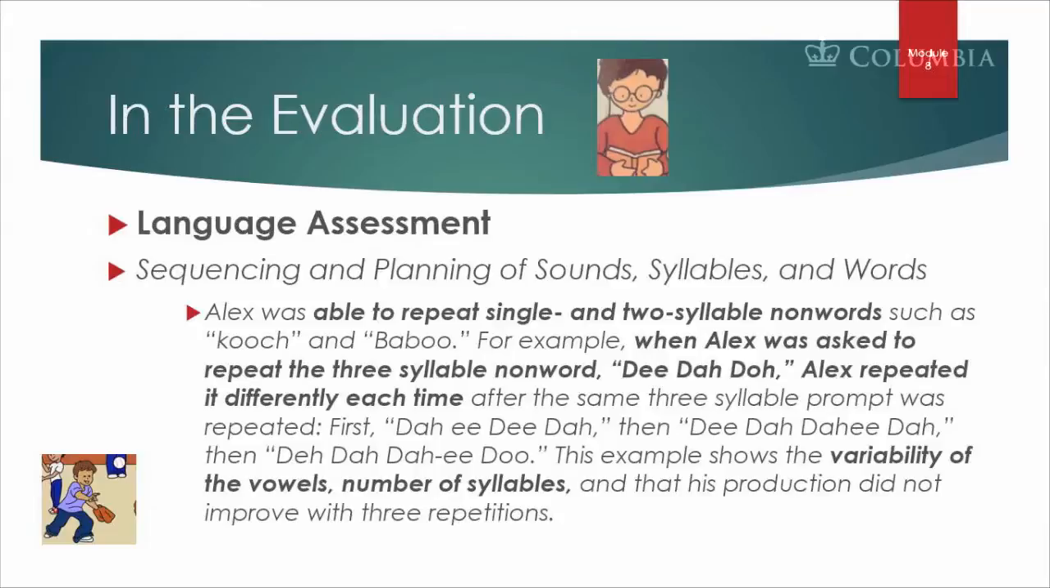Sequencing and planning of sound, symbols, and words. Alex was able to repeat single and two-syllable nonwords such as kuch and babu. For example, when Alex was asked to repeat the three-syllable nonword di-da-do, Alex repeated it differently each time after the same three-syllable prompt was repeated. First, di-e-di-da, then di-da-da-i-di-da, then di-da-da-i-du. This example shows the variability of vowels, number of syllables, and that his production did not improve with these three repetitions.